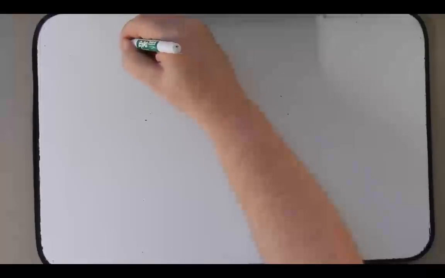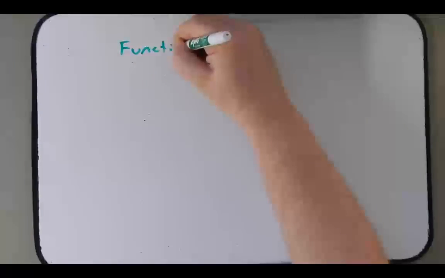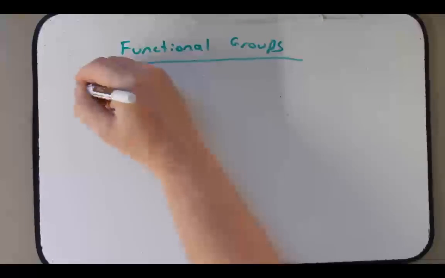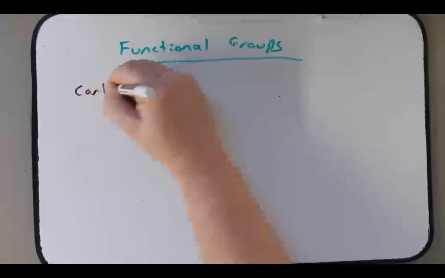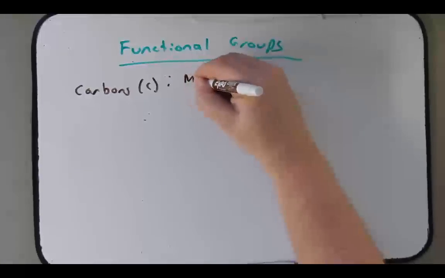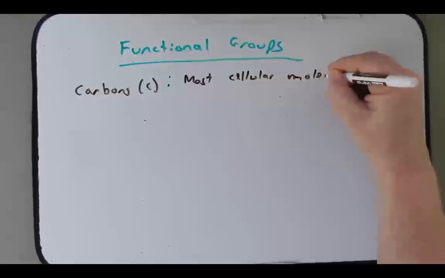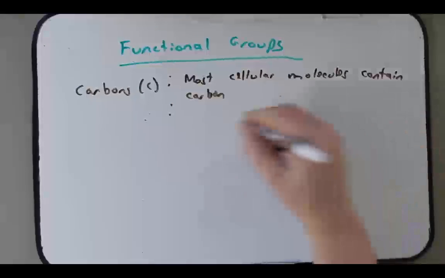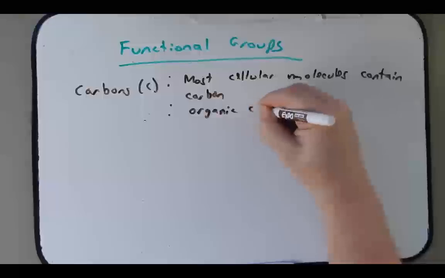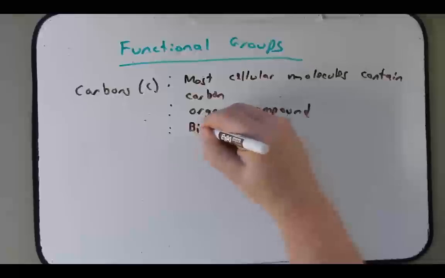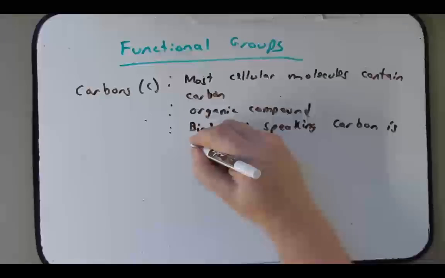All right, the last thing I want to talk about for this podcast are functional groups. To begin this brief discussion of functional groups, we need to first talk about carbons. With few exceptions, like water, most cellular molecules contain carbon. We call these molecules organic compounds. Anything that contains carbon we call organic. Biologically speaking, carbon is extremely important.